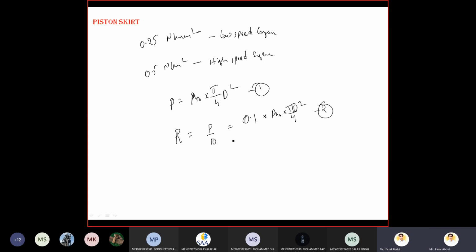Now the side thrust R can also be obtained as bearing pressure into projected area. The projected area is length into diameter. This is the third equation. From the second and third equations, the length of the piston skirt is determined.